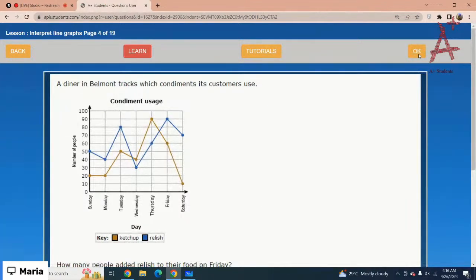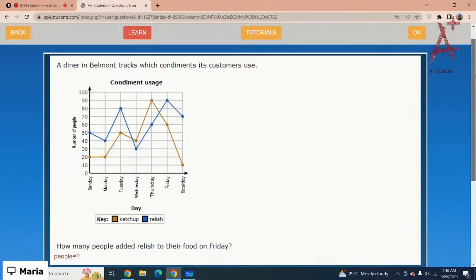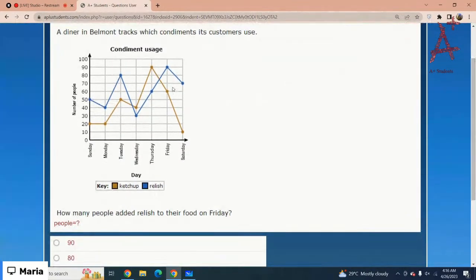Okay, a diner in Belmont tracks which condiments its customers use. How many people added relish to their food on Friday? So the blue line represents the relish. Here is Friday, and the blue line matches to the 90. That means 90 people added relish to their food on Friday. Got it? So the correct option is 90.